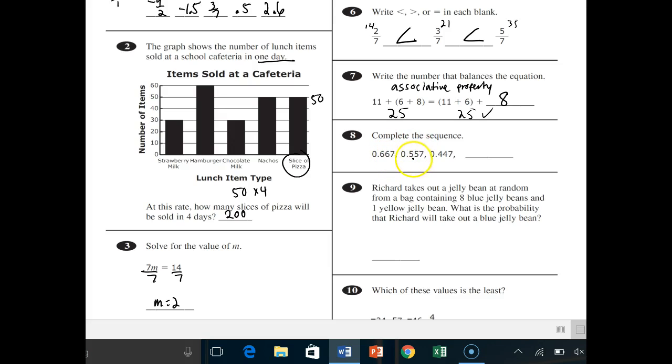Okay. Complete the sequence. We got 0.667, 0.557, 0.447, so it looks like these are going down by 0.11 every time, so 0.337.